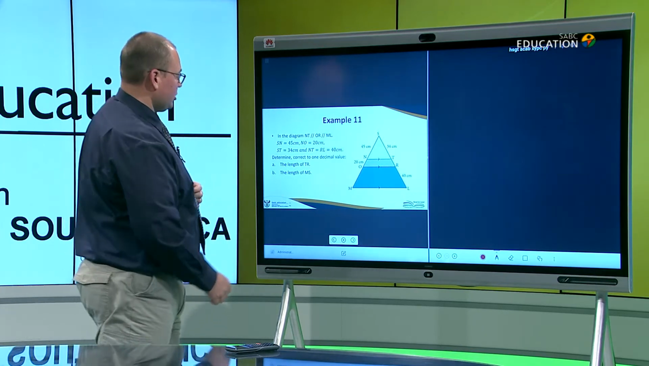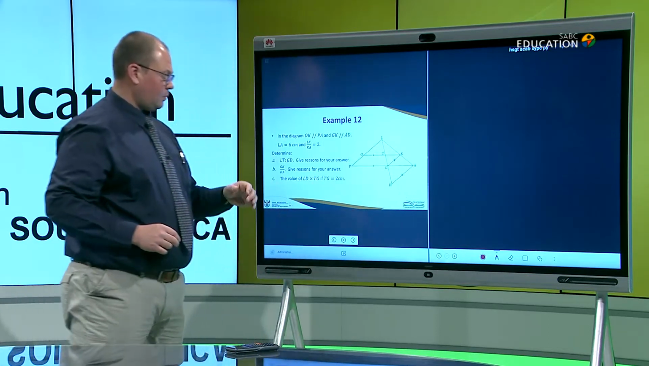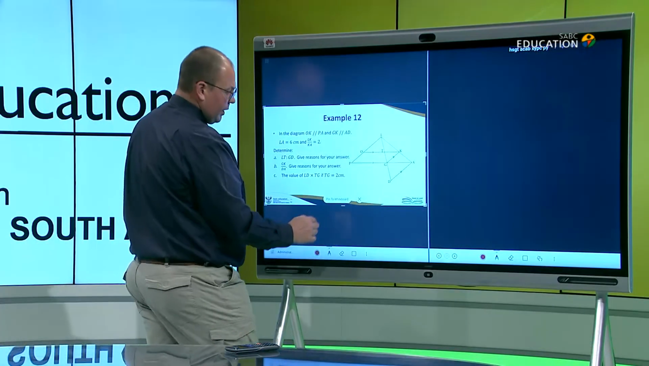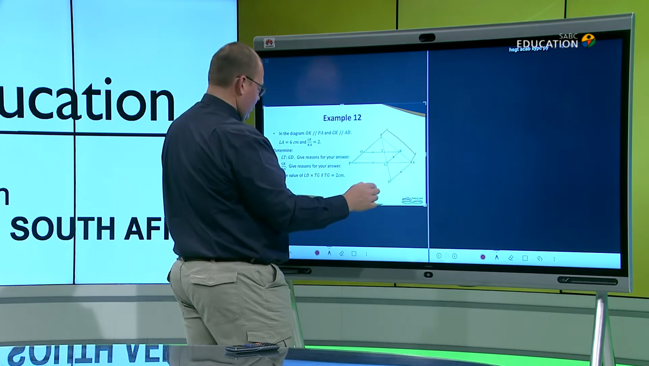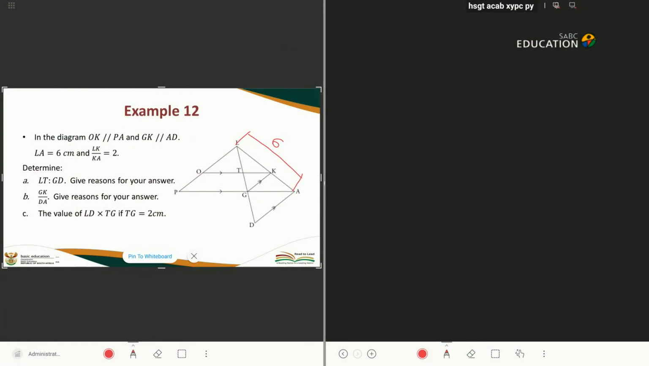I'm going to skip example 11 for now, and I want to get to example 12. So, in the diagram, OK is parallel to PA, and GK is parallel to AD. Now they give you that LA is equal to 6 centimeters. So take a pencil, take a color pen, and indicate that LA is 6 centimeters. All right. So what I'm going to do is I'm going to just circle that so you know that that is an actual length that is given.